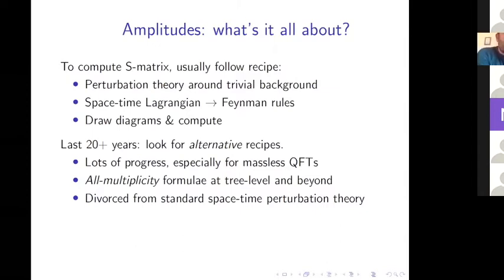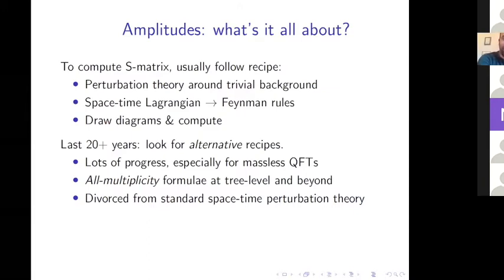Of course, we're all familiar from our first quantum field theory class with the traditional prescription for how to compute the S matrix. The usual thing we do is use perturbation theory around a trivial background field configuration. We read off Feynman rules from the space-time Lagrangian, we draw all the diagrams that can contribute to a given process at a given perturbative order, and we compute.